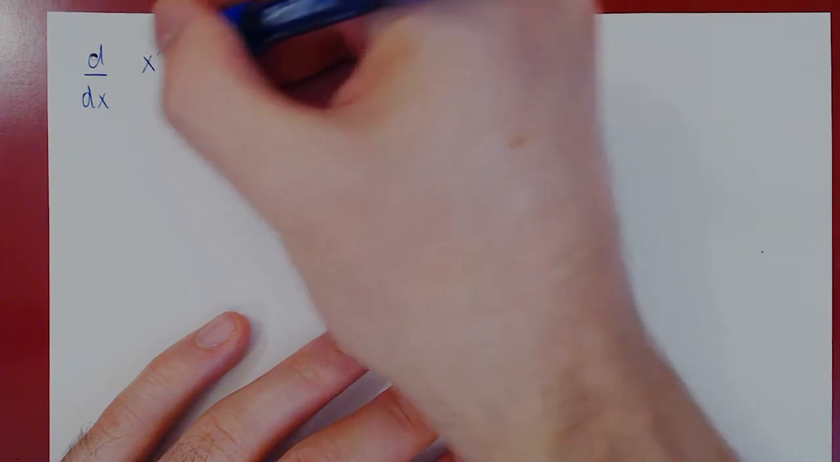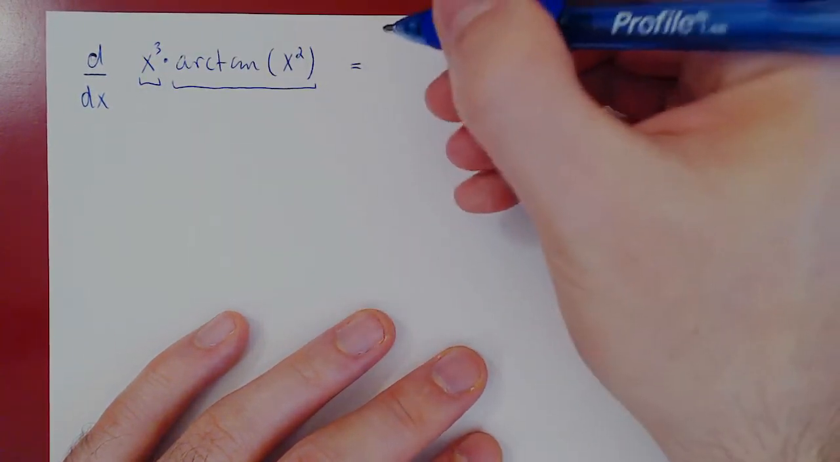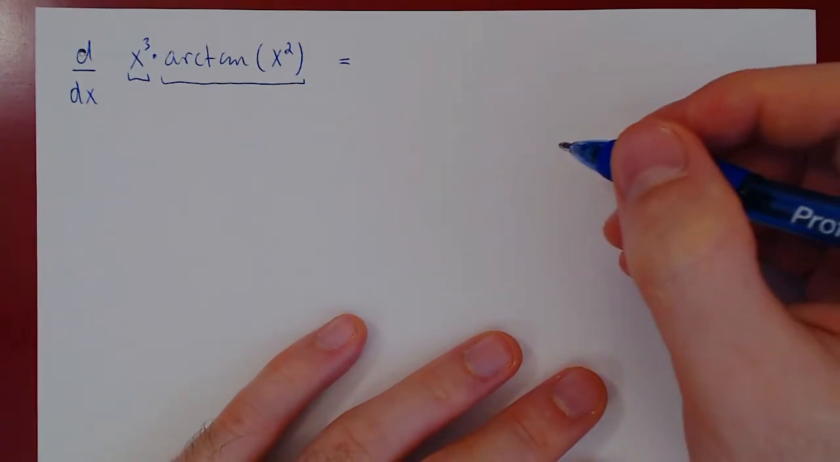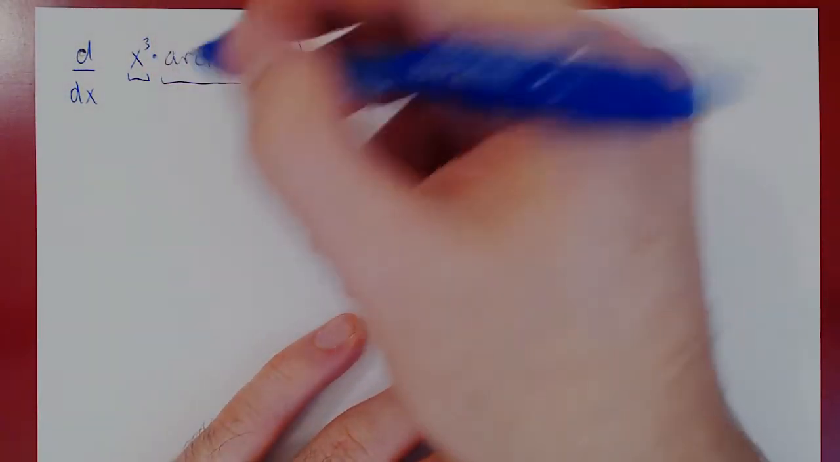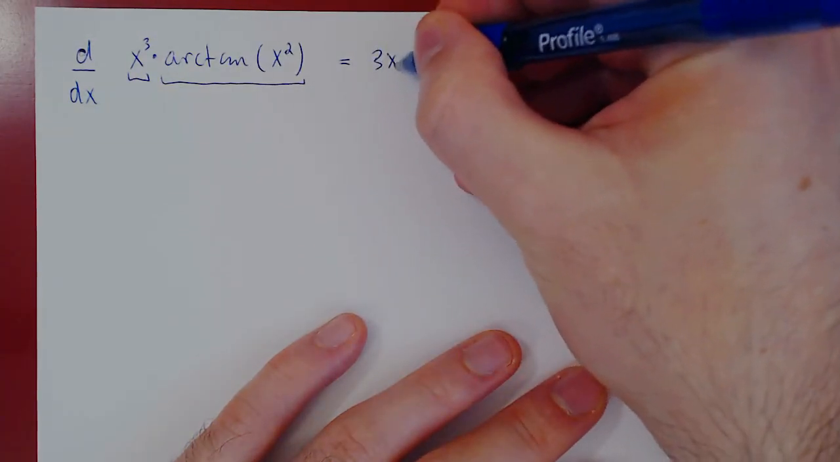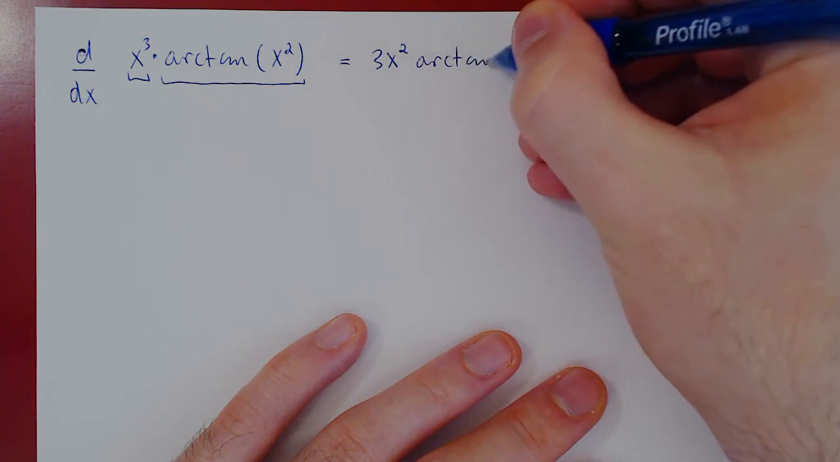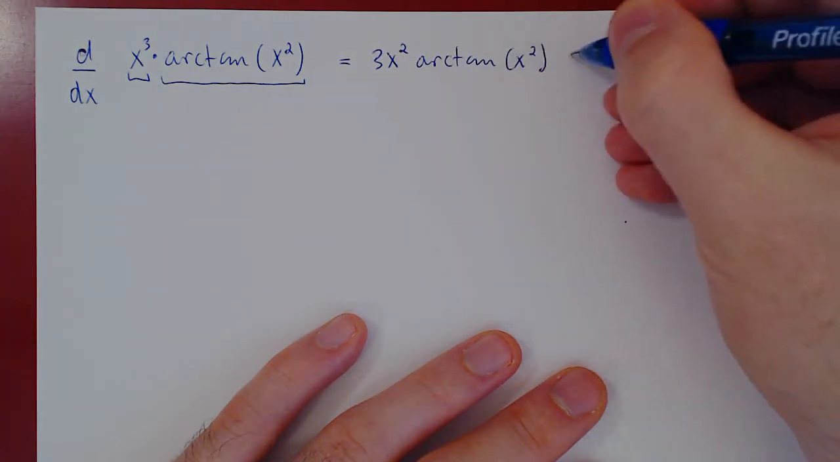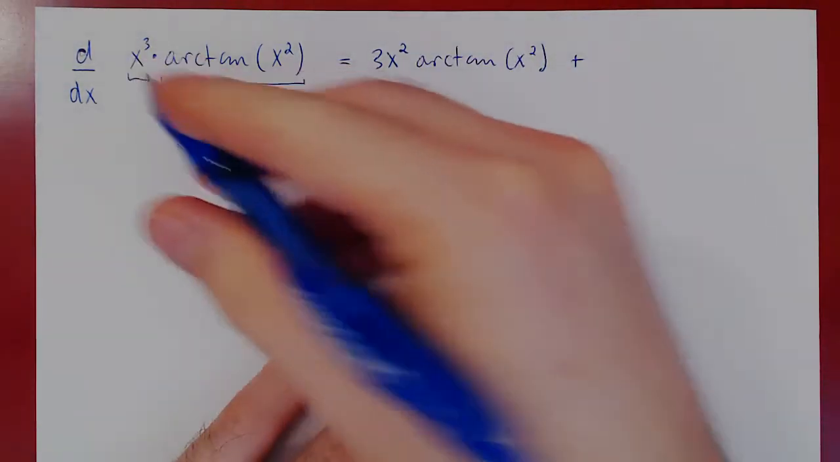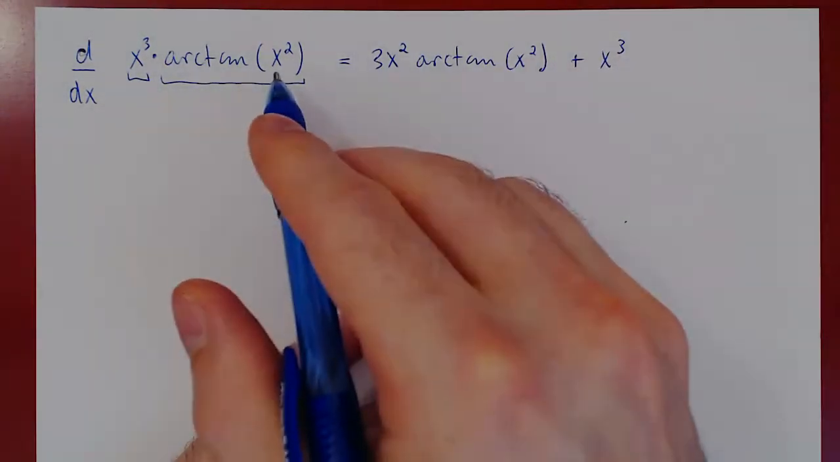Well, we have a product between x cubed and arctangent of x squared. So we use the product rule, which says that the derivative of the product is the derivative of the first function, which is 3x squared, times the second function, arctangent of x squared, plus the first function, x cubed, times the derivative of arctangent of x squared.